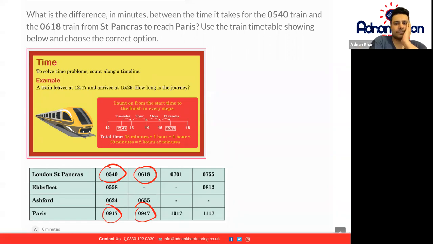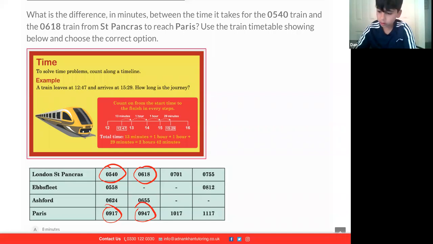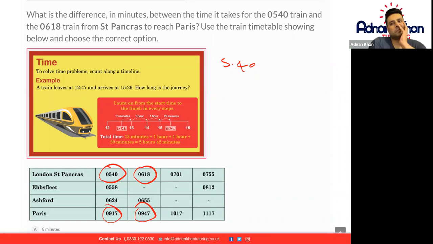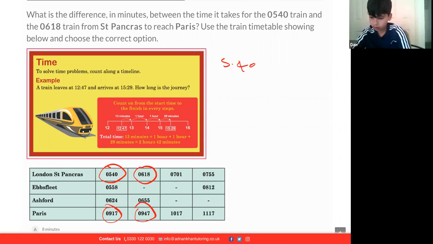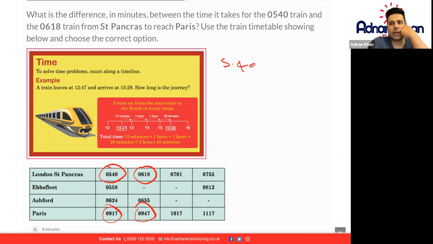Go ahead. So it takes 3 hours and 37 minutes to get to Paris from London St. Pancras. Which one is that? First train or second one? First train. So 540 to 917, right?